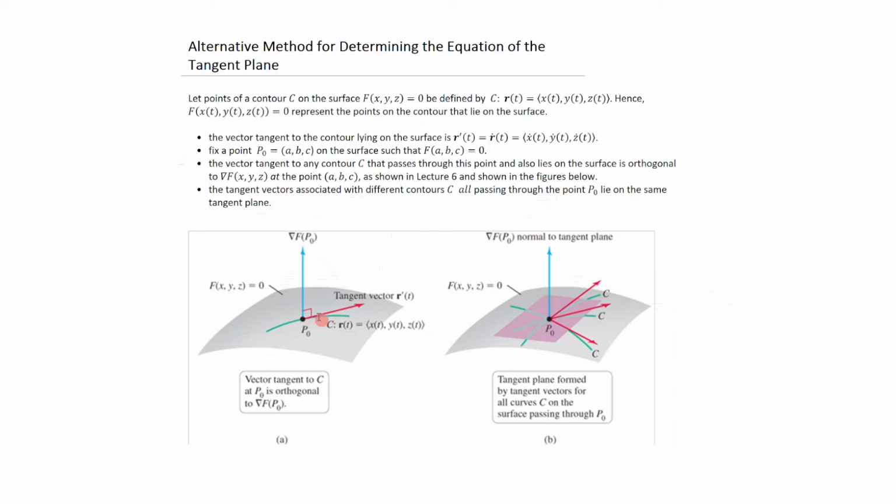And the tangent line lies on the surface, so the line and the gradient are perpendicular to each other. The tangent vectors associated with different contours C all passing through the point P naught lie on the same tangent plane. So this gives you an example. Here's a contour. This will be parameterized differently than this one and this one. We can define tangent vectors for each one of these lines lying on the surface. But if you look at each one of these lines, they would lie on this tangent plane. So that's another way of visualizing the creation of the tangent plane.